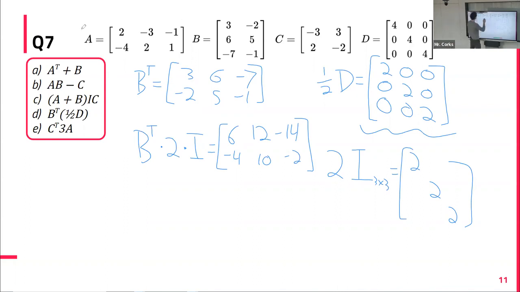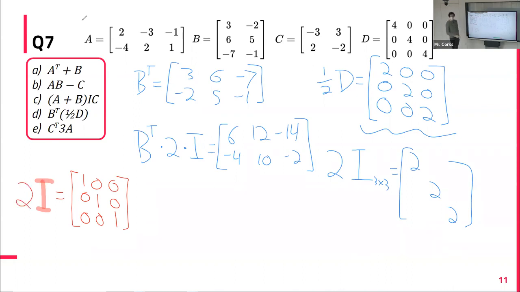So remember an identity matrix. Do you remember what that looks like? So 1, 1, 1, 0, 0. So that's this. What if we did 2 times this identity matrix? Right, and everything else still 0.